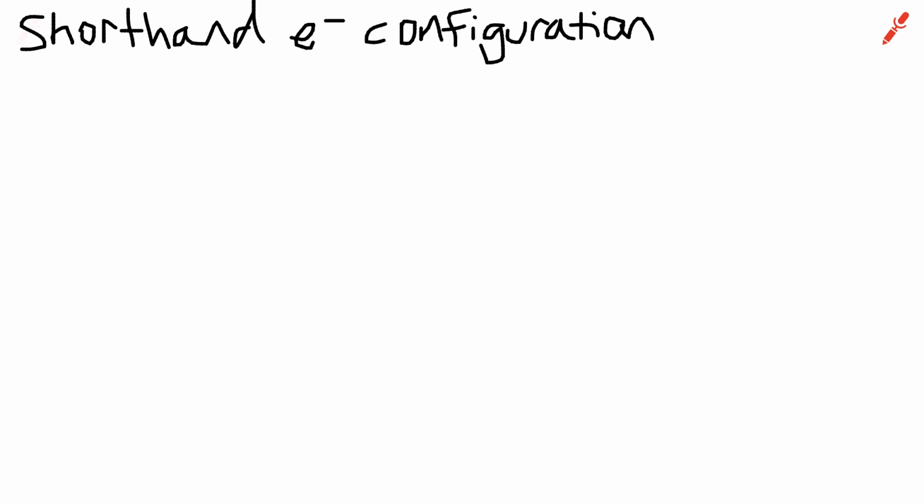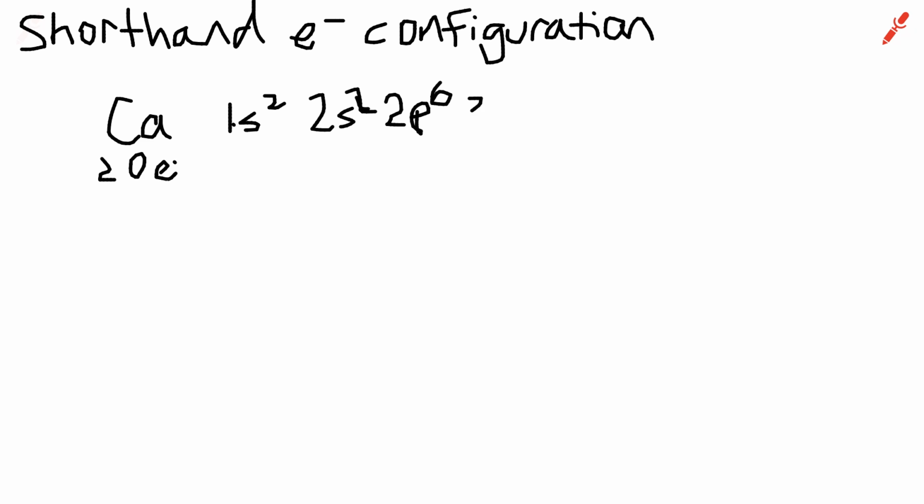Let's write the longhand configuration for calcium, which has 20 electrons, so it's 1s2, 2s2, 2p6, 3s2, 3p6, and then don't forget it's one of those weird ones where it goes up to 4s2, so it sort of skips over something. Don't forget there's a 3d orbital available, but it gets used after the 4s.